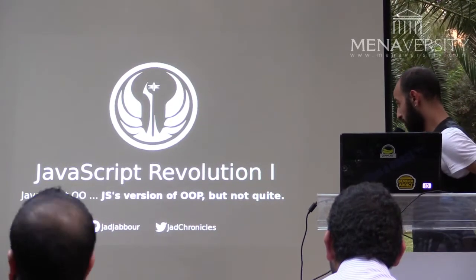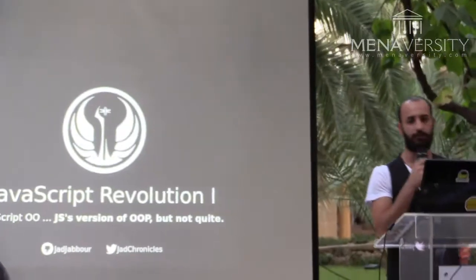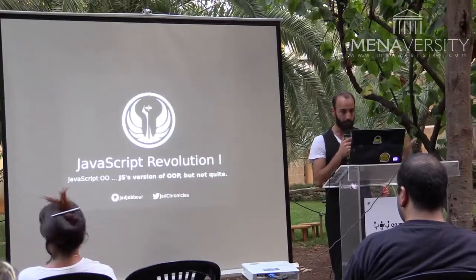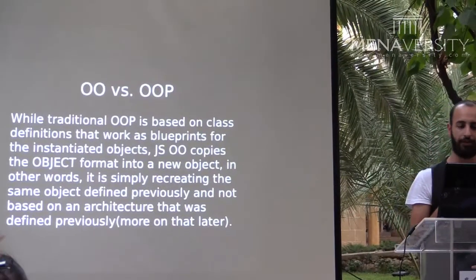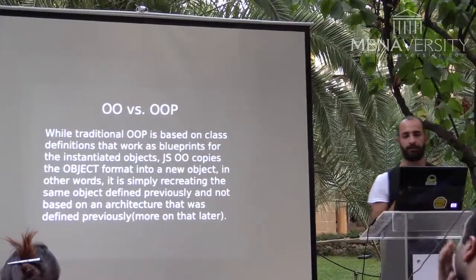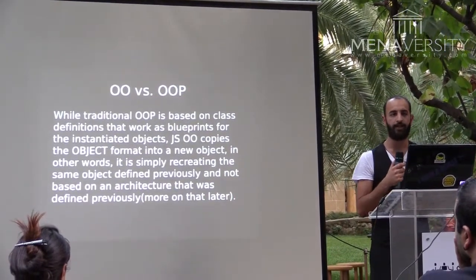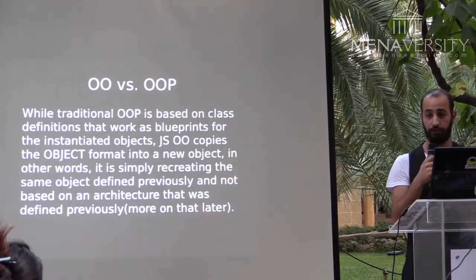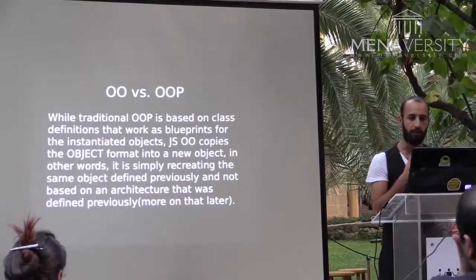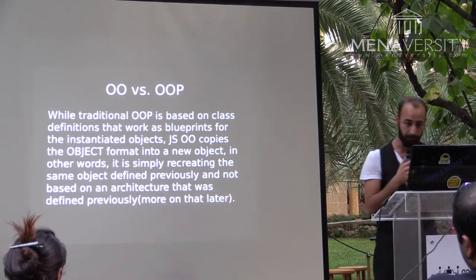Okay, so the title of this section of the workshop is JavaScript OO, JS's version of OOP, but not quite. What we know about OOP is that traditional OOP is based on class definitions that work as blueprints for the instantiated object. So basically, you have to map out the object, how it looks, and then you create instances of that object. Whereas in JavaScript, it's different. In JavaScript, it's truly object-oriented because what we're working with is the object and not an initial blueprint that we later use to create objects.